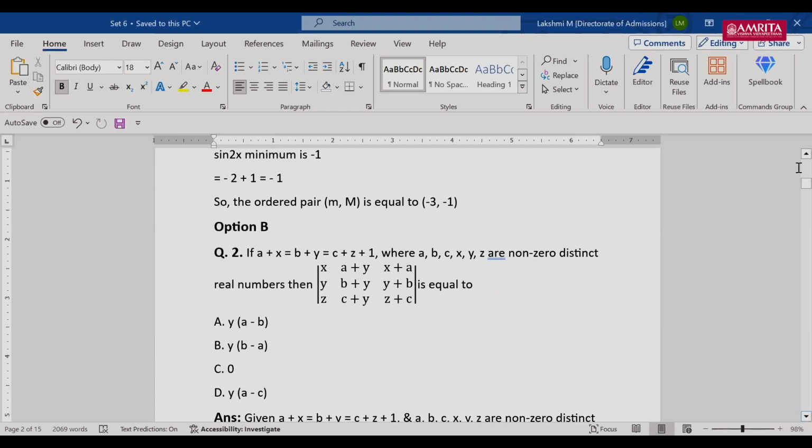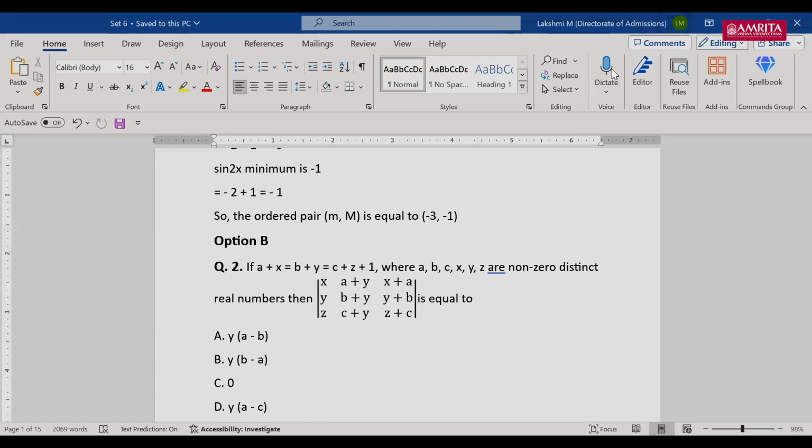This is a very interesting question, very simple one. I hope the question is visible. They've already given some data for me. The first one is A plus X is equal to B plus Y is equal to C plus Z plus 1. That's what is given. And they have given that A, B, C, X, Y, Z are non-zero distinct real numbers. If you have any queries, please do type in the chat box. A plus X equal to B plus Y, which is equal to C plus Z plus 1, where A, B, C, X, Y, Z are non-zero distinct real numbers.